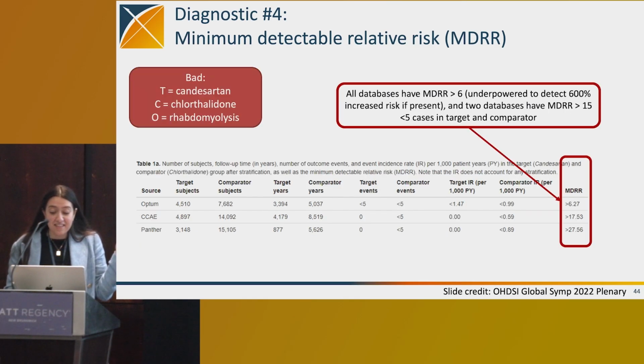By contrast, in this study, these MDRR values are really, really big. They're a lot greater than 6, which means we would only have sufficient sample to detect a 600% increased risk or more. So we're really underpowered to detect what is very likely to be a much smaller increase of risk. And so we want lower values for this.